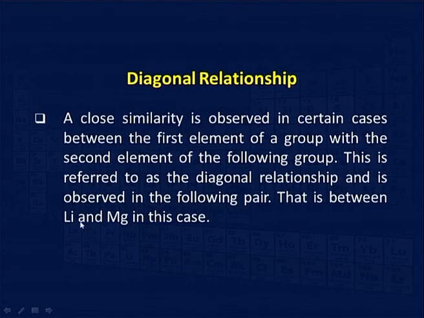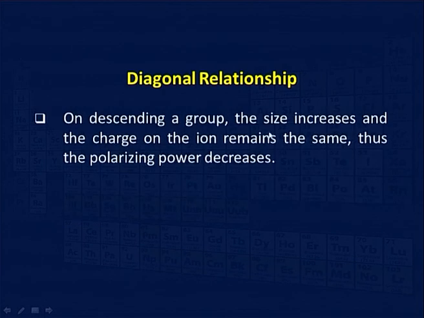If you look at their size, they are very similar in size, and even their ionic sizes are very similar. So, they behave in a very similar way because of the reason we have quoted here. Now, on descending down the group, the size increases and the charge on the ion remains the same. Thus, the polarizing power decreases.